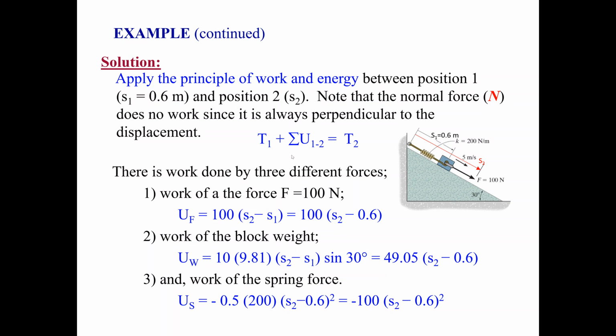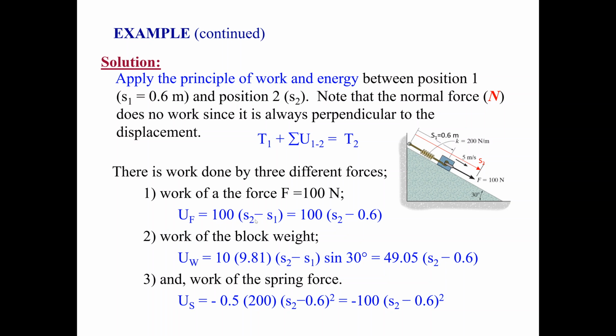We have the work and energy equation to use. We have some initial energy T1 in terms of our block, and some work is done on it going from position 1 to position 2, and then it has some final energy associated with it. The first part is to define the work done by three different forces. The first is the work of the force pulling straight down on it, which is essentially the distance times the force: 100 newtons times whatever distance it is.